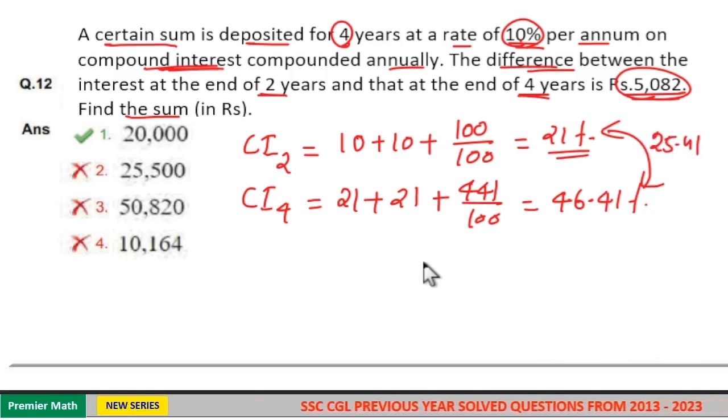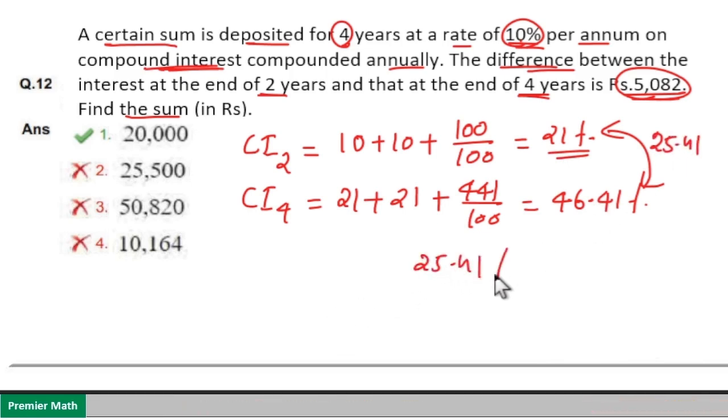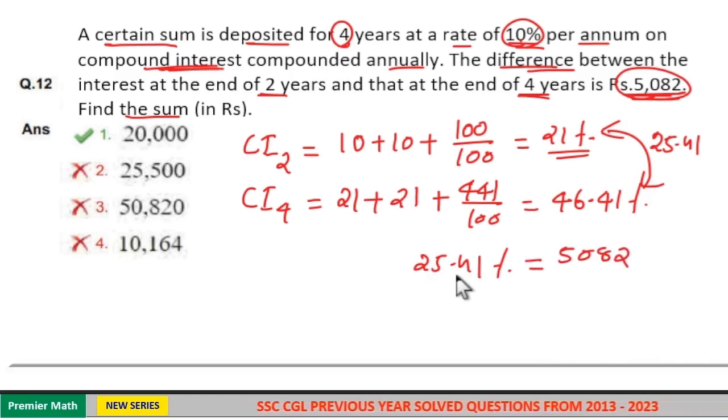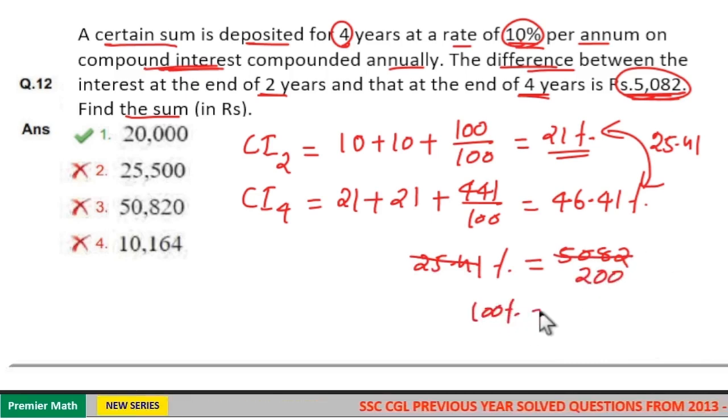Now this 25.41% is the compound interest difference, which is given in the question as 5082. 25.41 into 2 is equal to 50.82. So 25.41 into 200 is 5082, which means 100% is equal to 20,000. So option 1 is your answer.